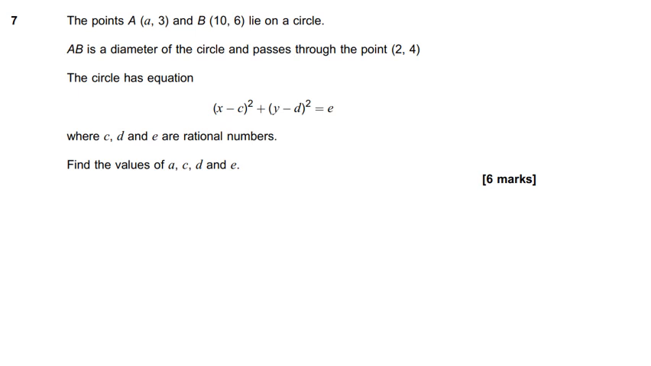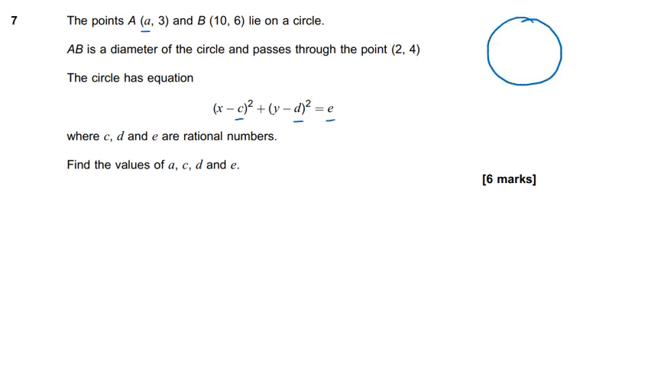Right, question 7. Okay, it looks a little bit horrendous at first glance because we've got 4 unknowns to find: A, C, D, and E. But let's just do it a bit at a time. And what I would say is a picture is always useful. So what have we got?